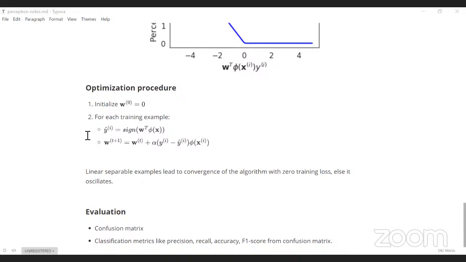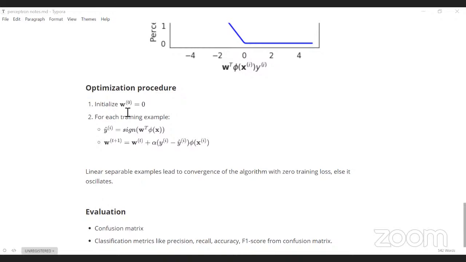So remember those points: if we change the W vector, the orientation of the hyperplane will change. So we will check which points are misclassified. In that direction, we add to the W vector so that the plane orientation will try to classify that misclassified point in the correct class. So this is your optimization procedure.